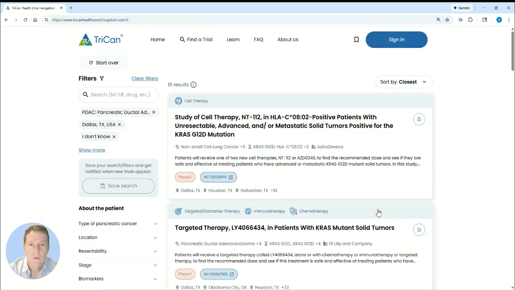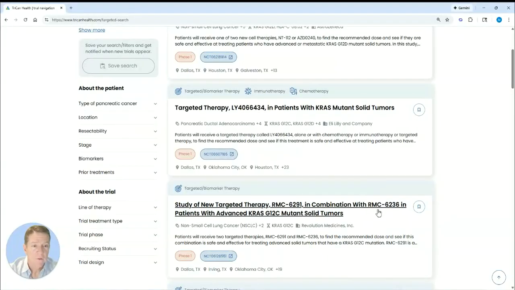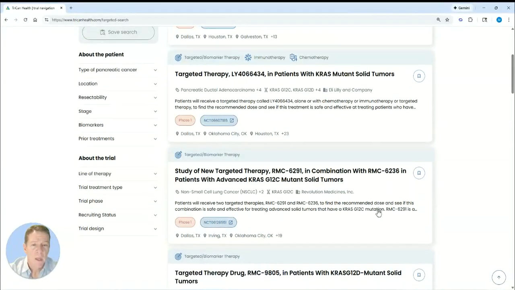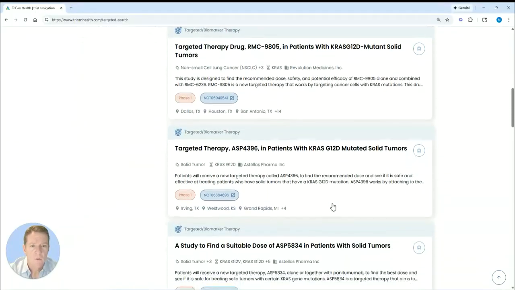And what you'll see next will be a set of trials that are close to your location in Dallas, Texas, or wherever you may have entered, of trials that fit your criteria based on the answers that you provided in all those prior questions. These may be of interest, and these may be applicable for you. And what you can do is review each of these in the summary level here.